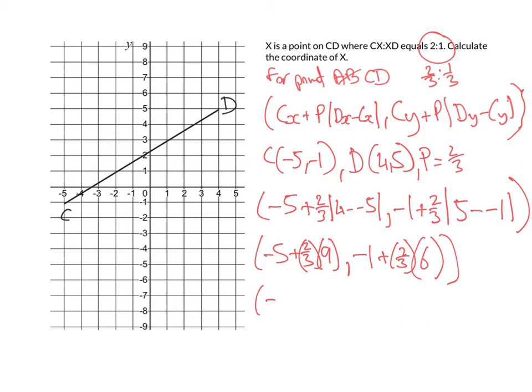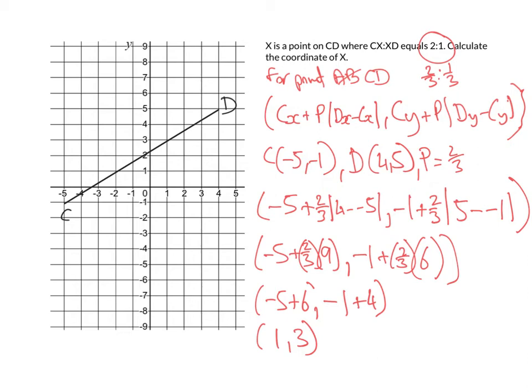So we have negative 5. What's 2/3 of 9? That is indeed 6. And then negative 1, what's 2/3 of 6? That's 4. So negative 5 plus 6 is 1, and negative 1 plus 4 is 3. So the formula is telling us that X is at 1, 3.